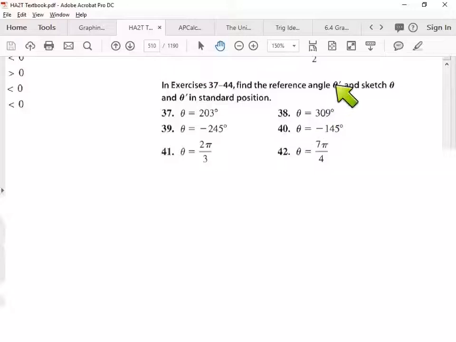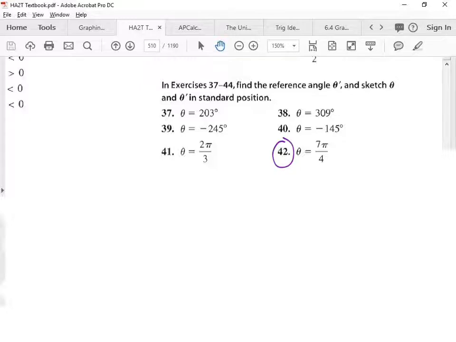Okay, if we're trying to find our reference angle, we first got to graph the angle. So let's just graph what we got here. For number 42, we're going to graph 7 pi over 4. Now, when you get good at this, you see 7 pi over 4 and you know where it is right away. Do you guys know where it is right away? Yeah, fourth quadrant.